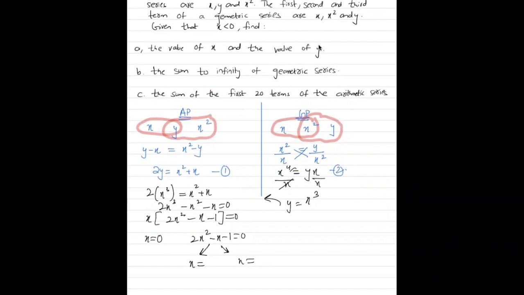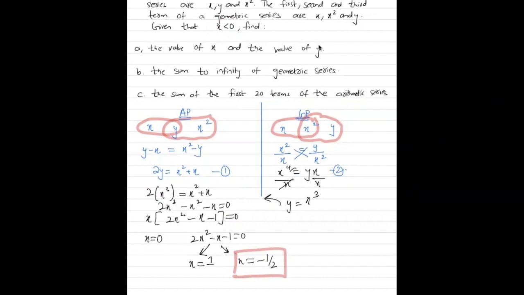Sir, it's 1 and negative 1 over 2, that's negative 0.5. Negative a half. Since the question says that x is less than 0, which value are you going to pick? Negative a half, negative 1 over 2. So that's the value you're going to be taking now.